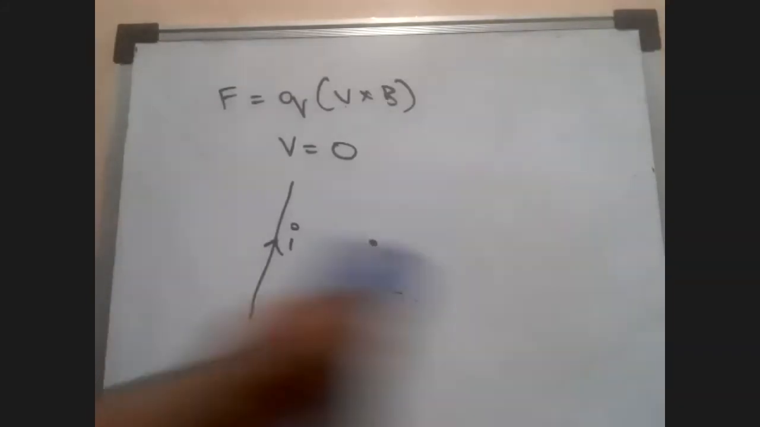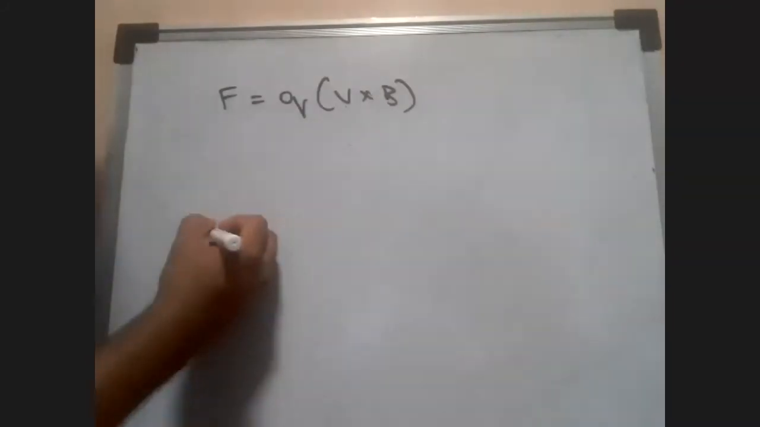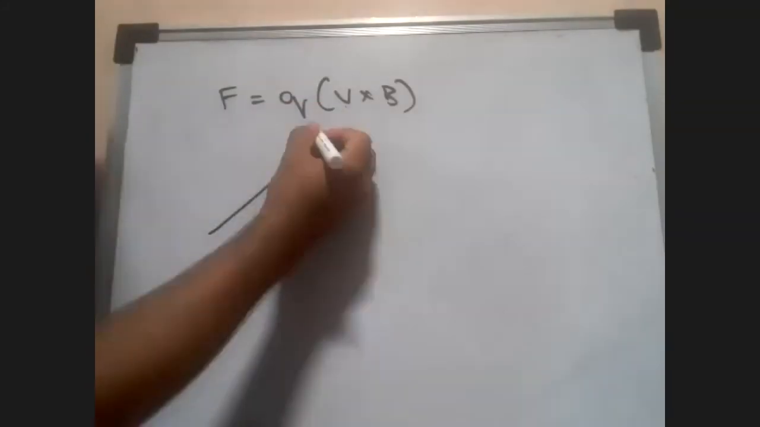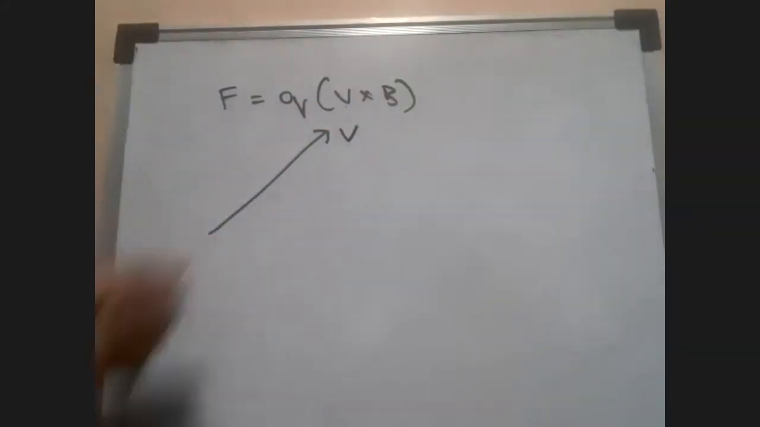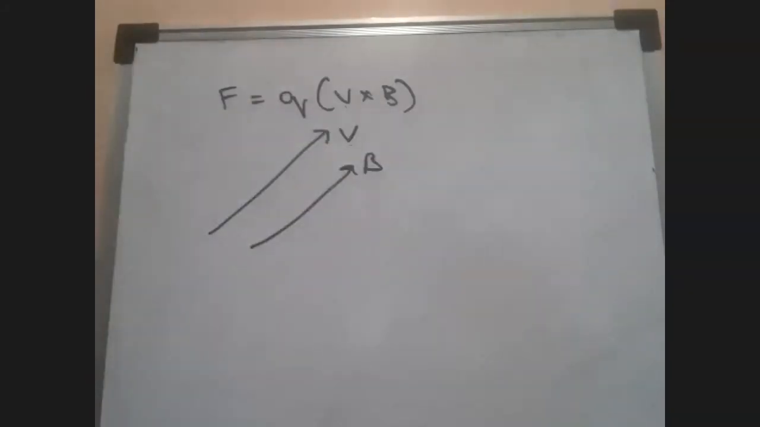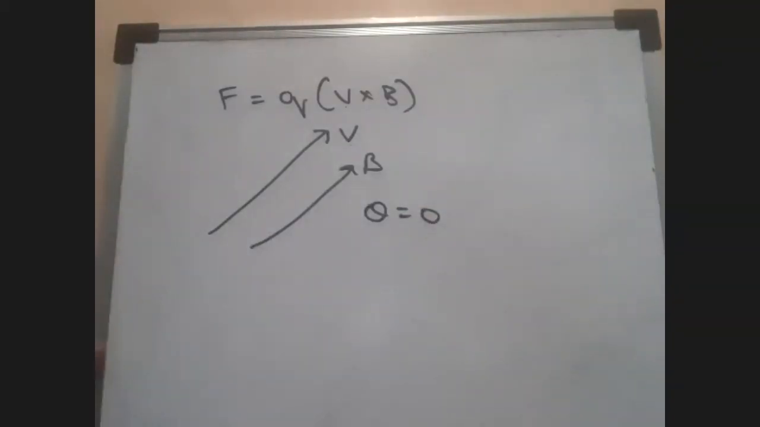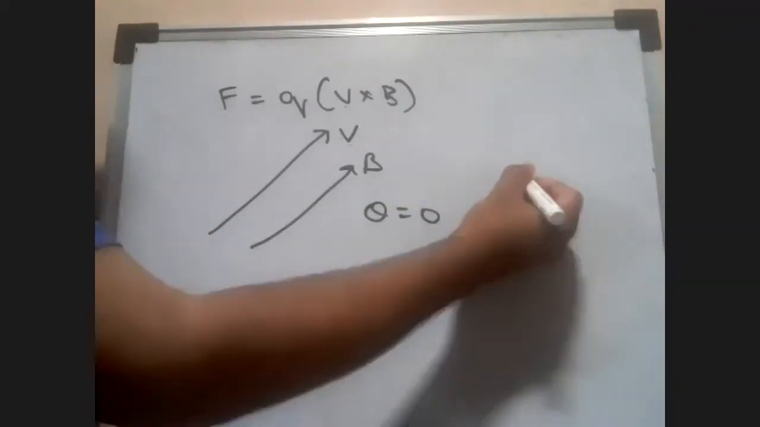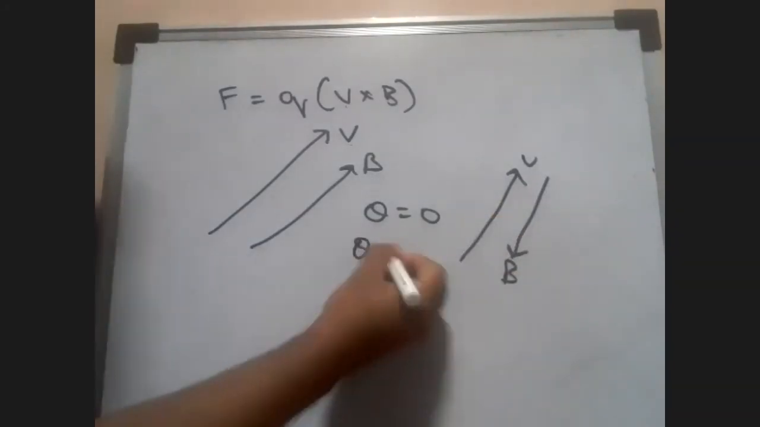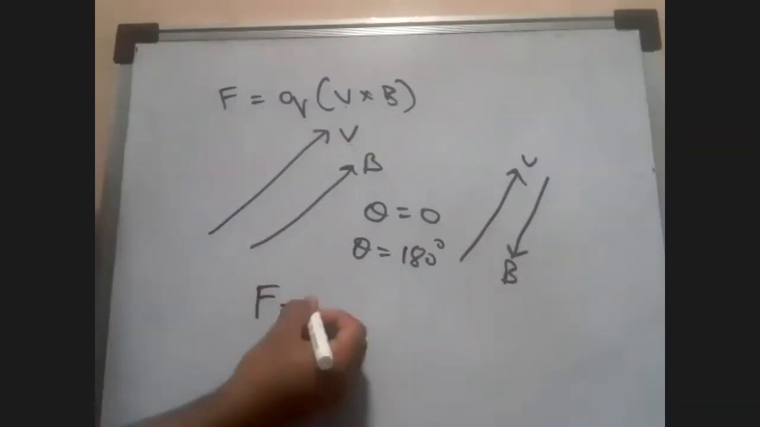The third thing I told you is, suppose we have a velocity vector in this direction and the magnetic field also is in this direction, both in the same direction, then what is theta equal to? Theta is going to be 0. Let's look at another case, where the velocity vector is in this direction and the magnetic field is in this direction. In that case, theta will be 180 degrees. And so when you open the cross product, what are you going to get, students?